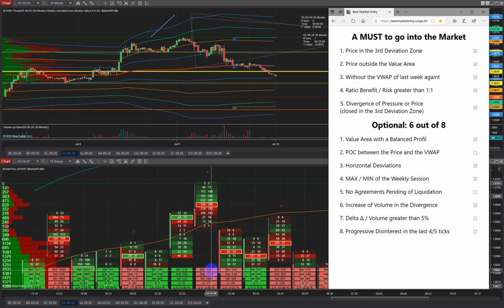Now the delta, the difference between the bid and the ask, is lesser than 5%, even lesser. So that is a no-go for our strategy. And even like that, the market went down because there was a huge increase of volume. But this is a no-go.